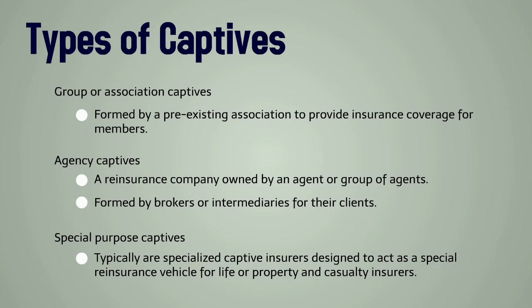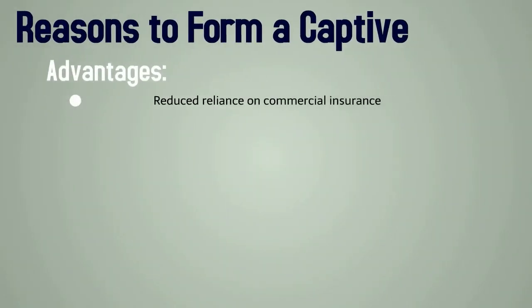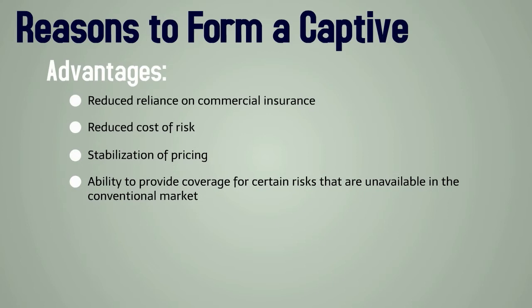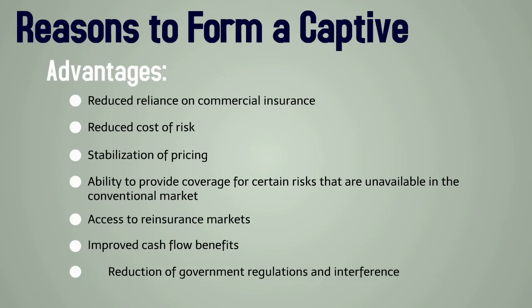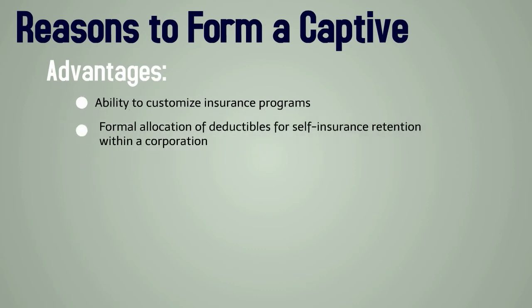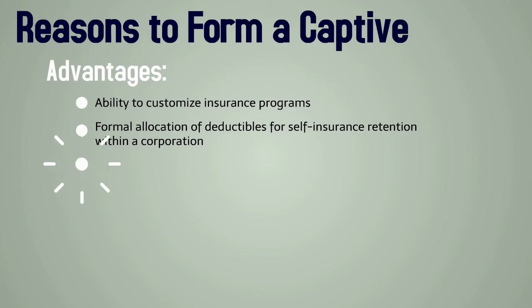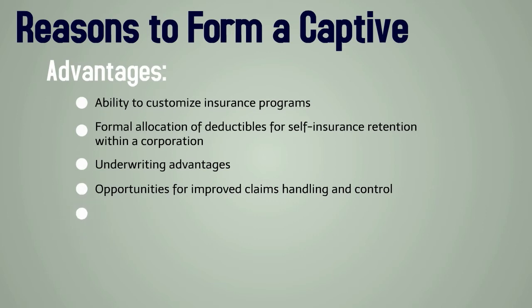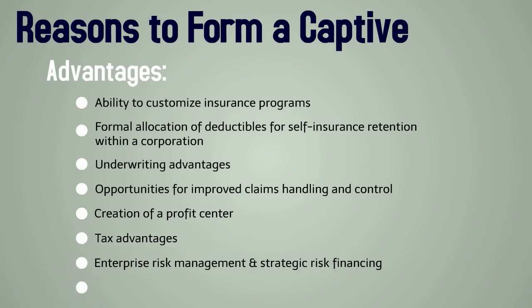There are several reasons to form a captive: reduced reliance on commercial insurance, reduced cost of risk, stabilization of pricing, ability to provide coverage for certain risks that are unavailable in the conventional market, access to reinsurance markets, improved cash flow benefits, reduction of government regulations and interference, ability to customize insurance programs, formal allocation of deductibles for self-insurance retention within a corporation, underwriting advantages, opportunities for improved claims handling and control, creation of a profit center, tax advantages, enterprise risk management and strategic risk financing, and the ability to direct investment options.